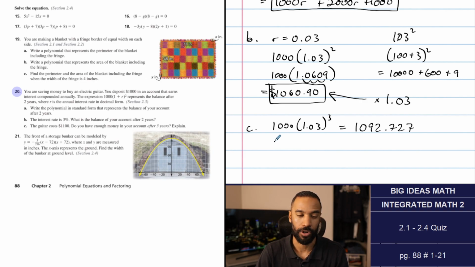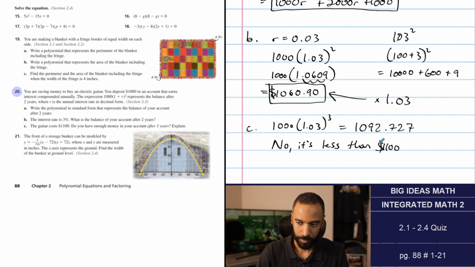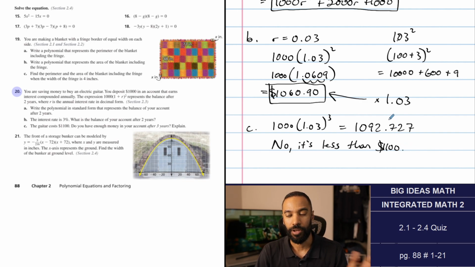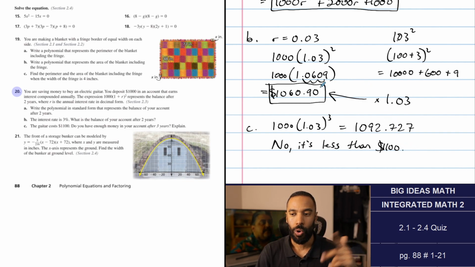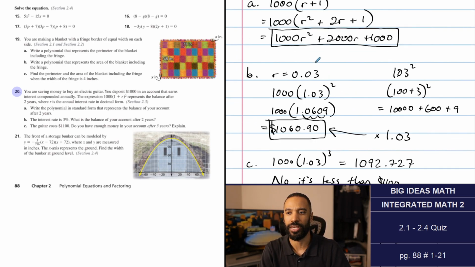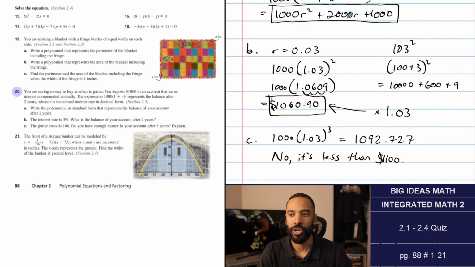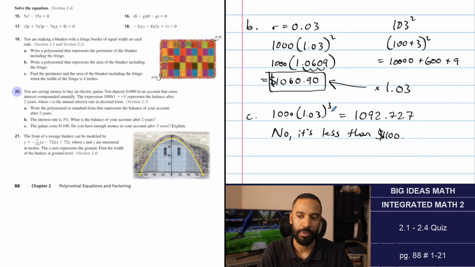No, I don't know how to explain. I guess their idea of explanation is show the calculation. But no, it's less than 1,100. But the idea is we had to replace 2 with a 3, or do another multiplication of 1.03 in its place. I probably had no use for this polynomial anymore because we were now cubing.